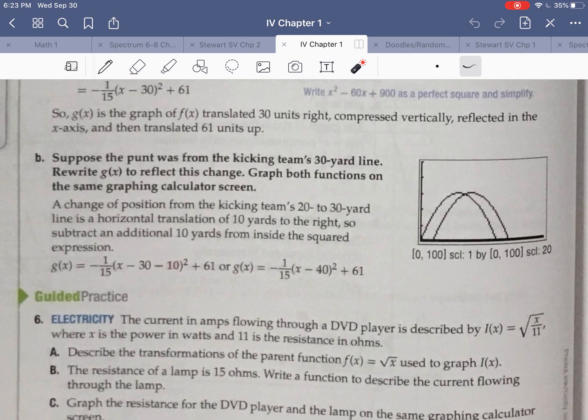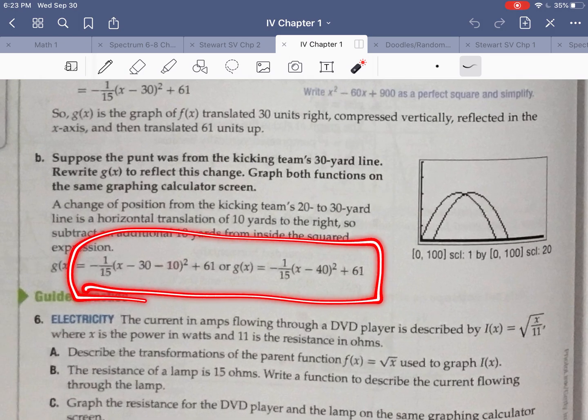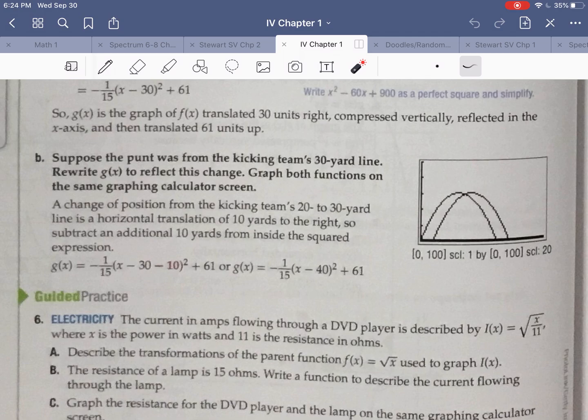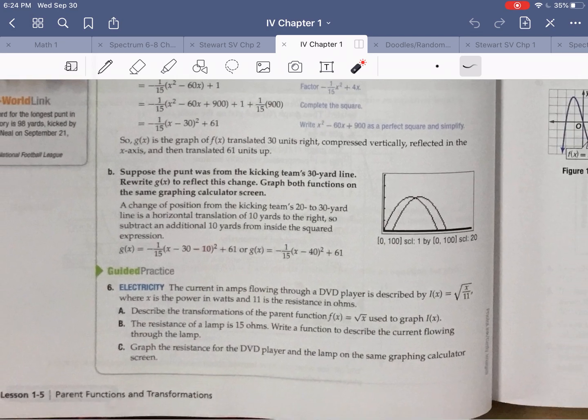Yeah. So the way that we get it into that vertex form is by completing the square. And yeah, if you have questions about that, let me know. We'll talk about it.